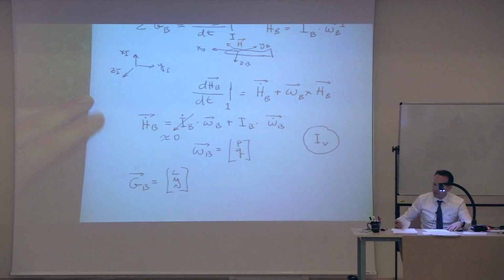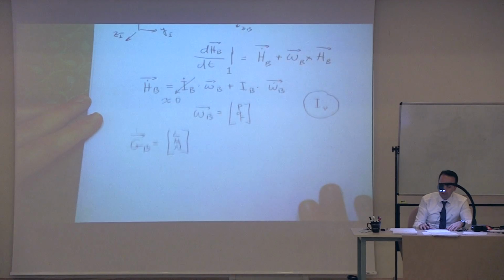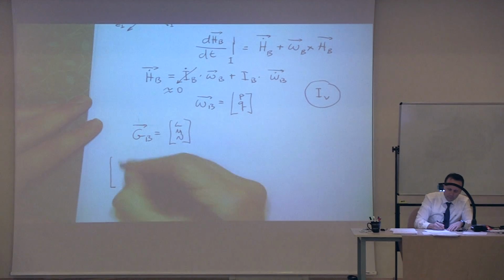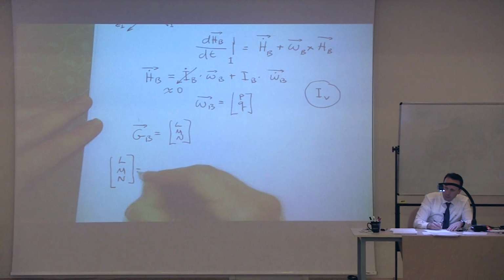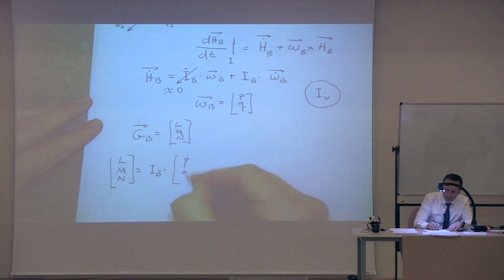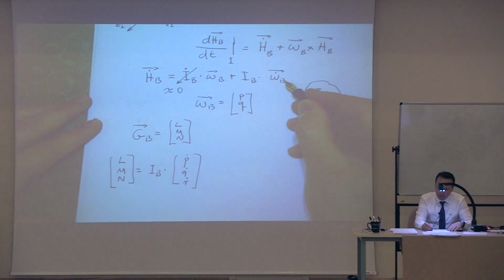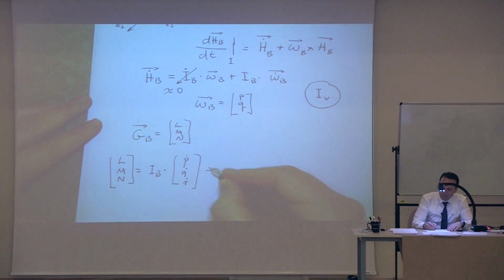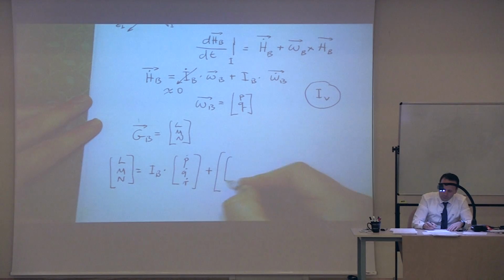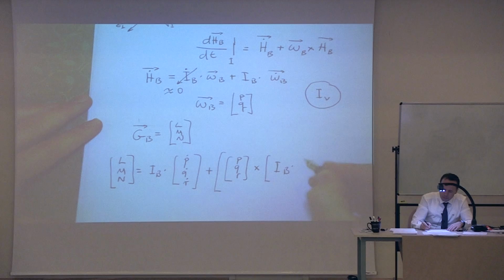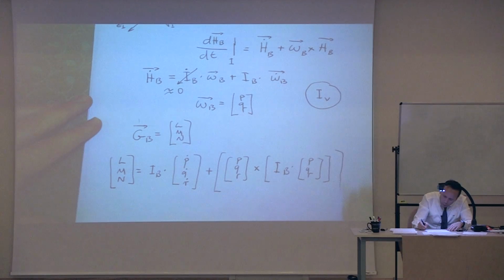So then we have pretty much everything. So then looks like I can write the whole thing now. I can write this thing, the whole equation. So it will look like this. L, M, and N is equal to IB times P dot, Q dot, R dot, because here you have P dot, Q dot, R dot, right? This is that part, plus P, Q, R, cross product, inertia matrix times P, Q, R. That's the big one.